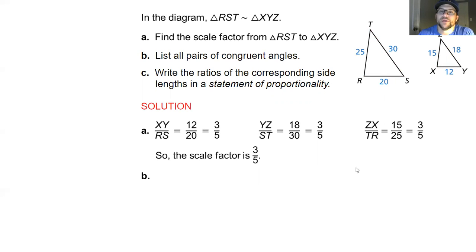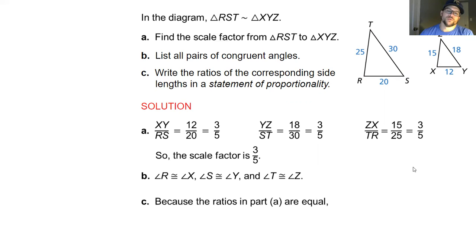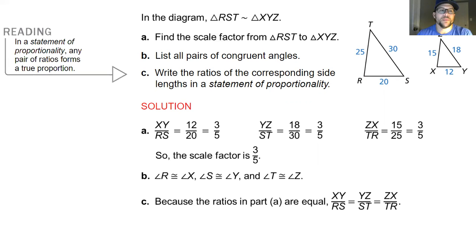Now all the pairs of congruent angles. Well, it tells you in the similarity statement, based on the order, which angles are congruent and which ones are corresponding. So R and X are listed first. Those are congruent. S and Y are second. T and Z are third. Those are your pairs of congruent angles. Then because those ratios in part A are equal, and you have all three angles that are congruent, that would be your statement of proportionality, just listing these first ratios of your line segments of each triangle.